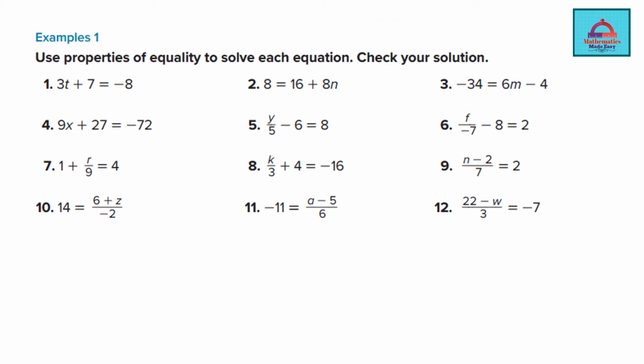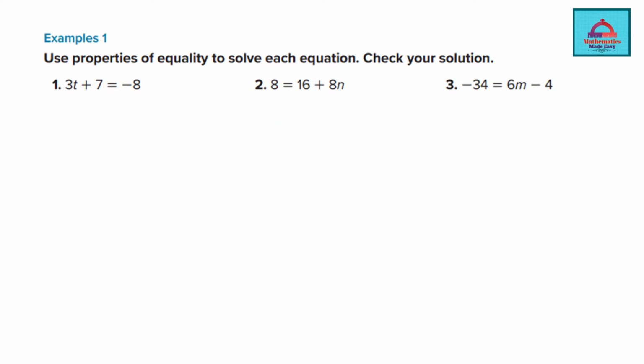So let's see the first question for today. The first question here is 3t plus 7 equal to minus 8. You need to use property of equality to solve for t. I'm going to divide the screen into three parts as we have three questions to solve here. Let's solve for t first.